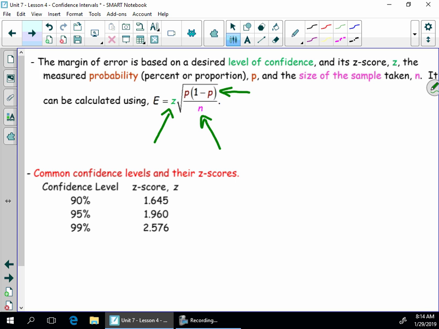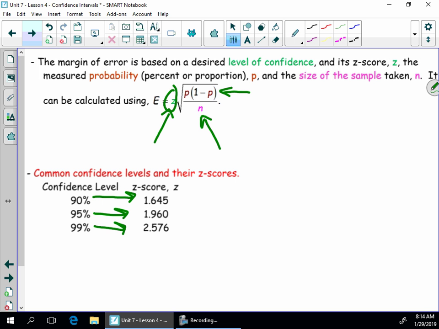To find the Z-score, it's coming from our normal distribution. So we have three kind of common ones that we use. We have 90%, which corresponds to a Z-score of 1.645, 95, and 99. Now, I don't need you to memorize these. We're going to use them. I'll give them to you. But those are the Z-scores that come along with those levels of confidence. And that's the Z value we're going to use here in the margin of error.